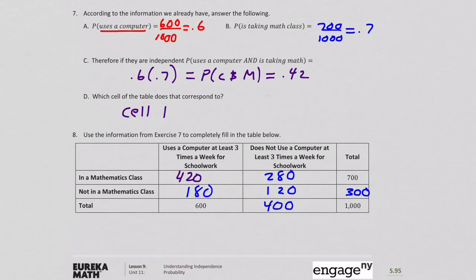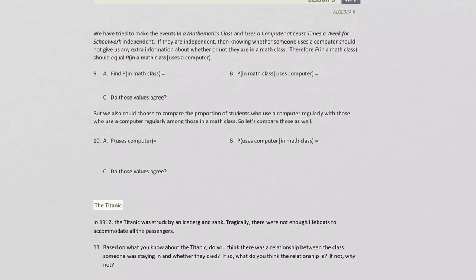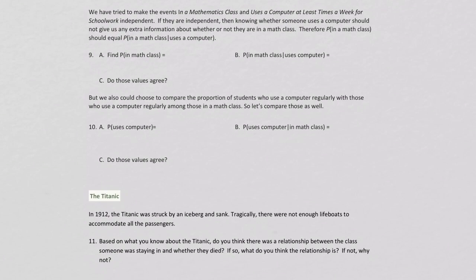Now we're going to use this table to calculate our next series of probabilities. So again, the probability of having a math class is going to be 0.7. The probability of being in a math class while also using a computer is going to be 420 over 600. This one calculates to also 0.7, and those two are equal, and they better be equal because it said in the beginning of the problem that they were independent.